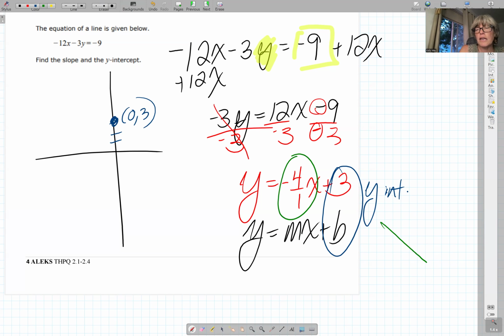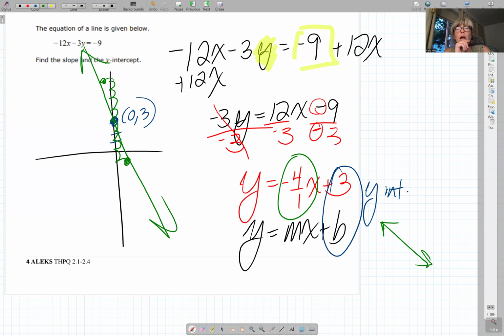I know that's a negative line. So at that, I go down 4, 1, 2, 3, 4 over 1. Or I could go up 4 over 1. And there's your line. So you isolate the y, you identify your b and your slope.